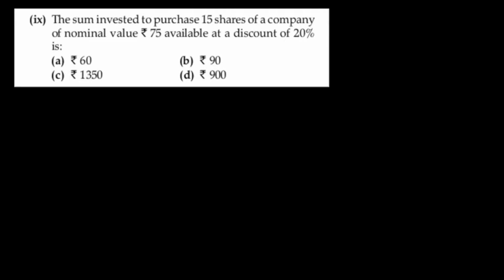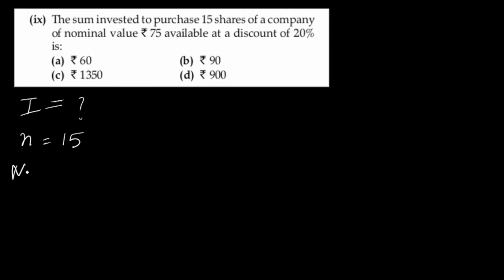The ninth question is from shares and dividends. First of all, let's see what is given to us and then what we have to find: the sum invested. So basically we have to find the investment to purchase 15 shares. That means the number of shares is equal to 15. If rupees or percent is not given, it means it's a number.